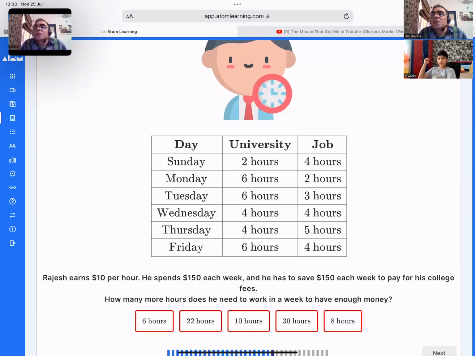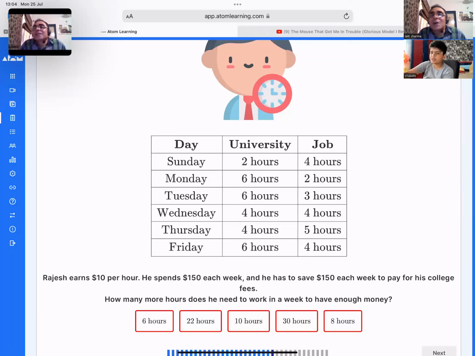60 to 90 to 230 to 280 to 320. So he's already at 300. No. What you're adding, tell me. What are you adding? Job. Okay. So 5 plus 4? 9. 9 plus 4? 13. 13 plus 6 is 22.